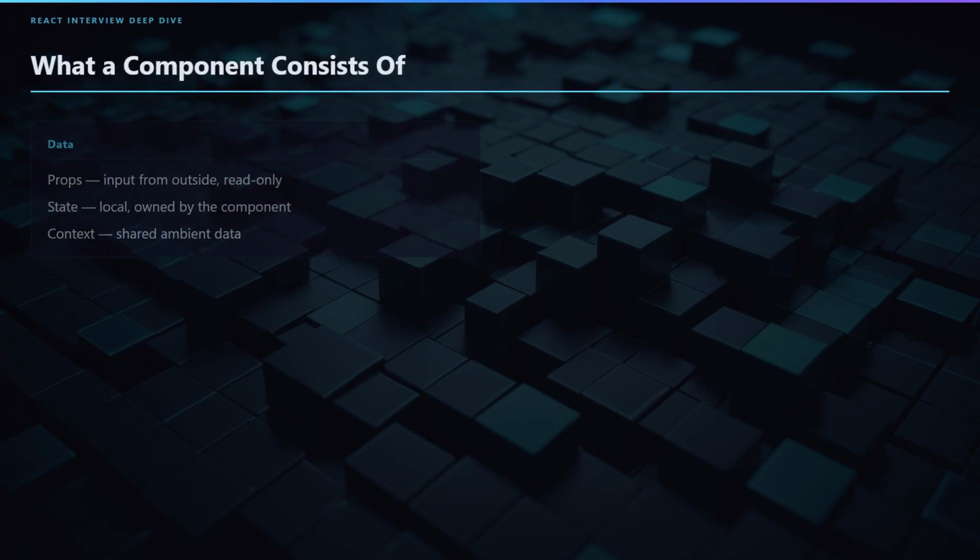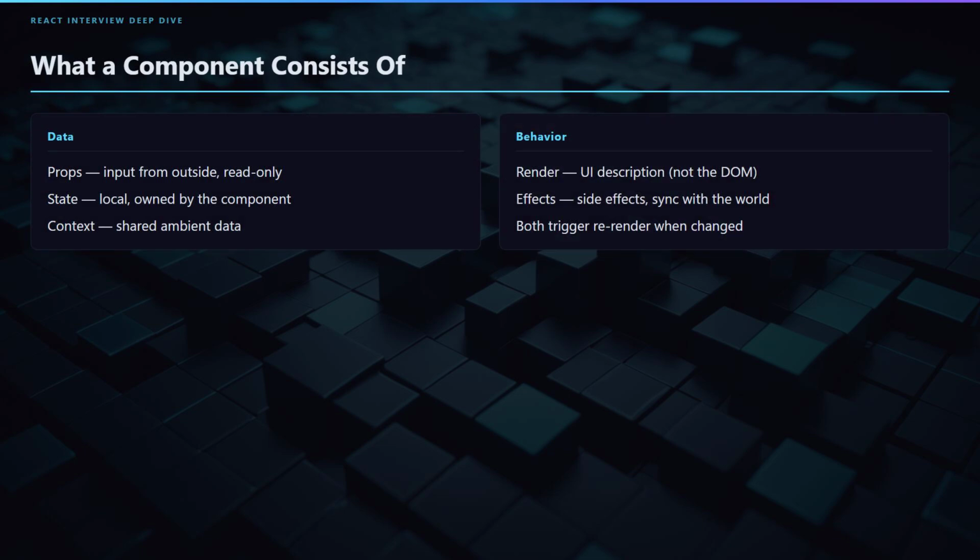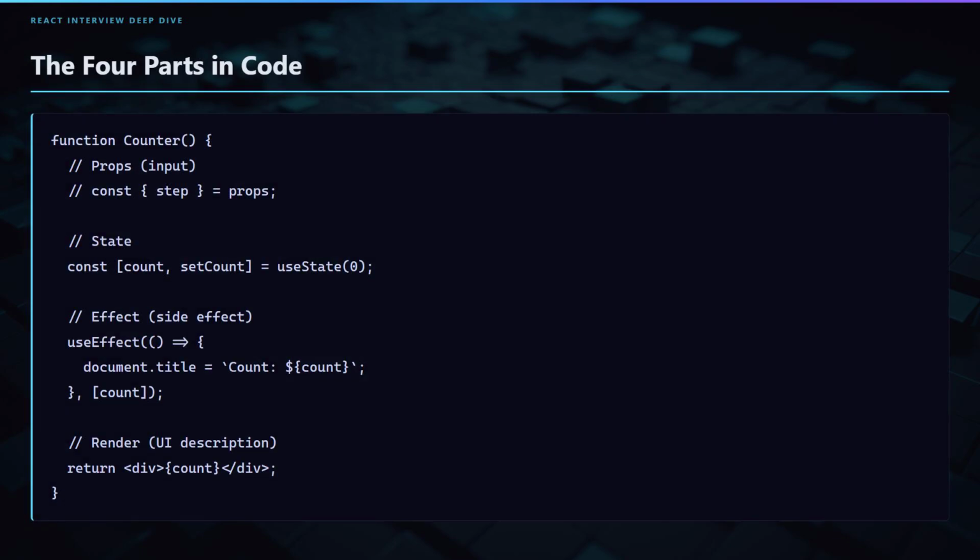A component consists of 4 parts. First, props, data coming from outside, read-only. Changing props triggers a new render. Second, state, local data belonging to the component. Changing state also triggers a new render. Third, the render output, which is not the DOM, but a description of what should appear in the DOM. And fourth, effects, side effects that run outside the render phase to synchronize the component with the external world.